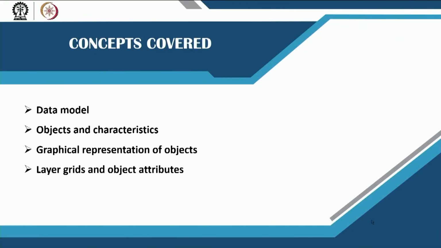So how do we convert a real world phenomenon, how is the real world phenomenon approximated in a digital world? That is what we would understand in this particular lecture. The concepts I would cover are what we mean by a data model, which I would revise, then objects and characteristics, which is how it is represented. Then we would look at how we graphically represent an object, whether in the form of a grid, or as points, lines and polygons. Then we would look at the different layers, grids and object attributes that are there in this transformation of real world data into the digital world.